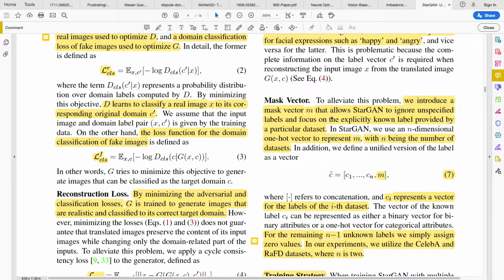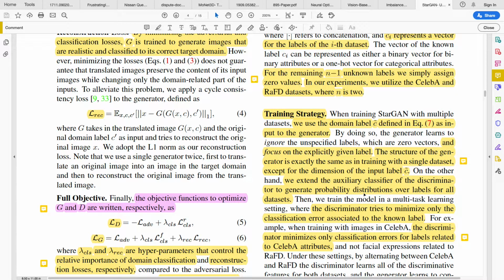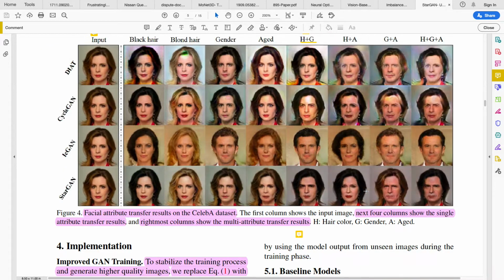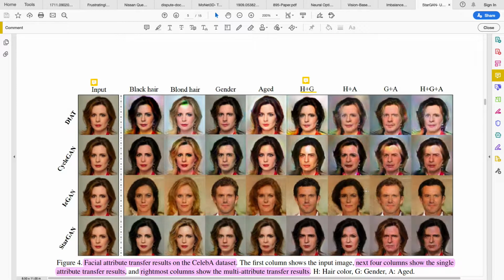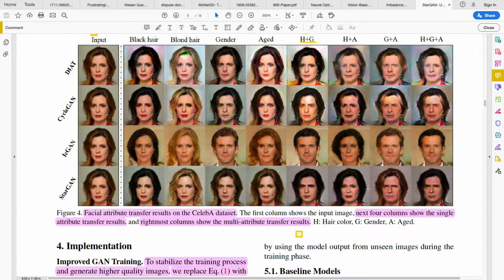Now this is the one-hot vector that was used, this representation, where you actually put 1 or 0, where it corresponds to the desired attribute. So the rest are just demonstrations. So here they compare with other baselines.